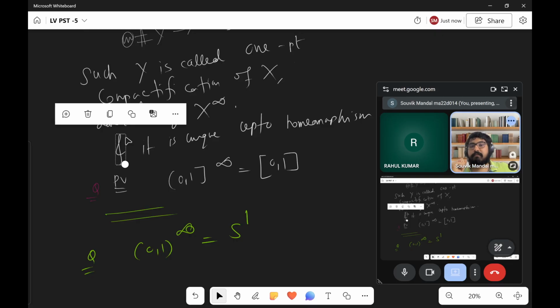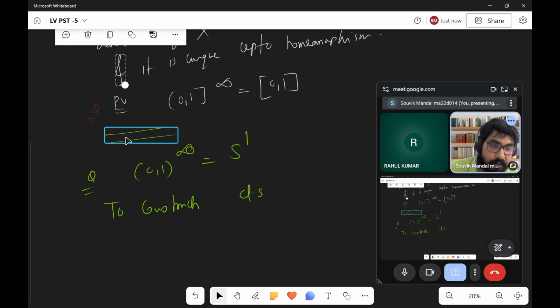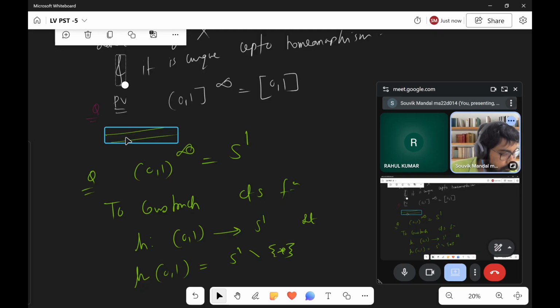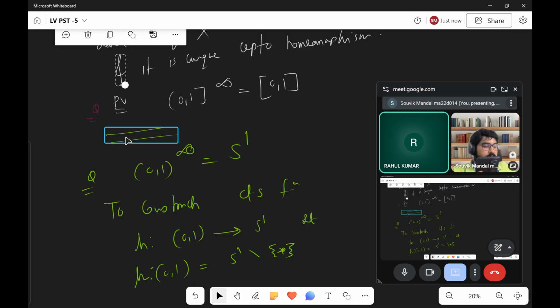The one point compactification of (0,1) is the circle. That means you need to construct a continuous function h from (0,1) to S1 such that h of (0,1) is equal to S1 minus a single point. So first, is it clear to you why such an h is required to solve this problem? Yes, sir. Okay, now construct such a function h from (0,1) to S1 having that property.